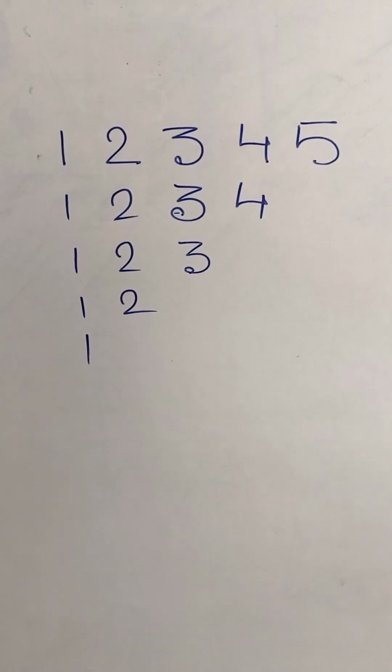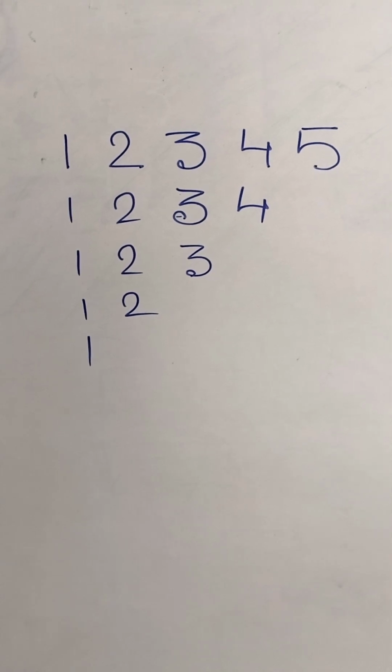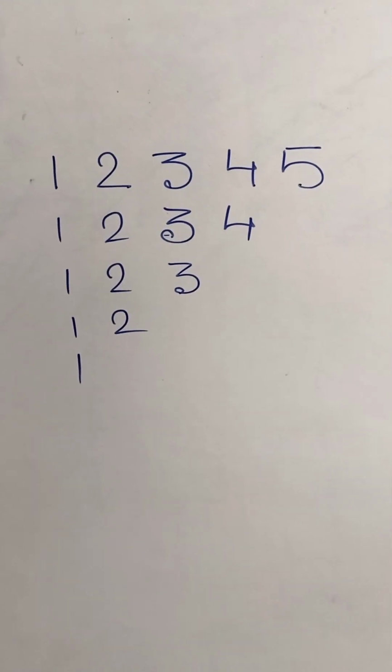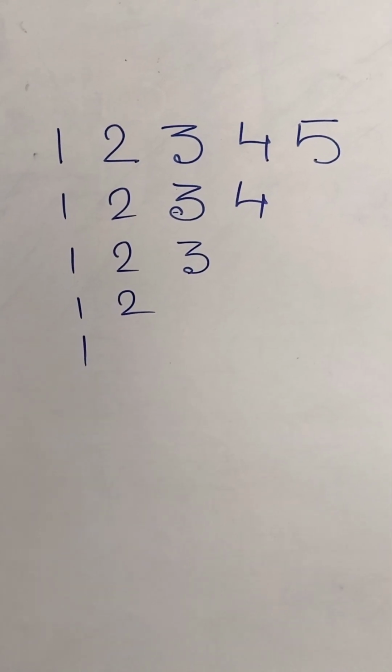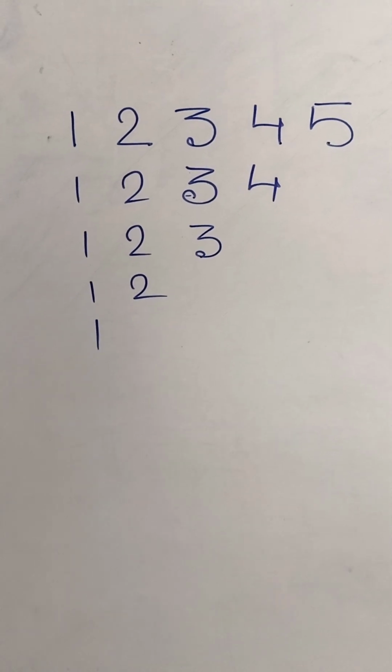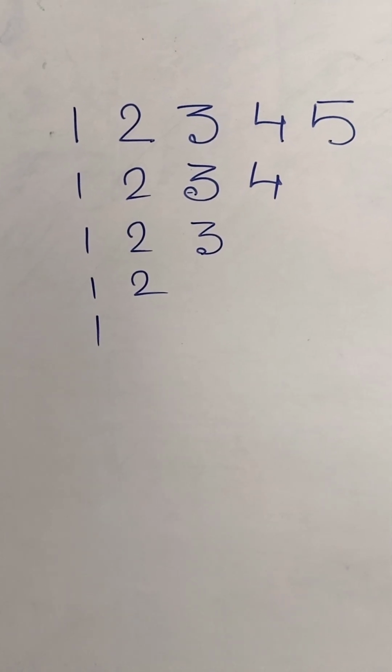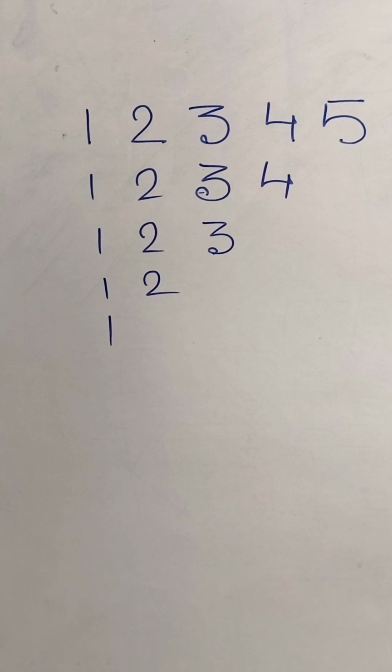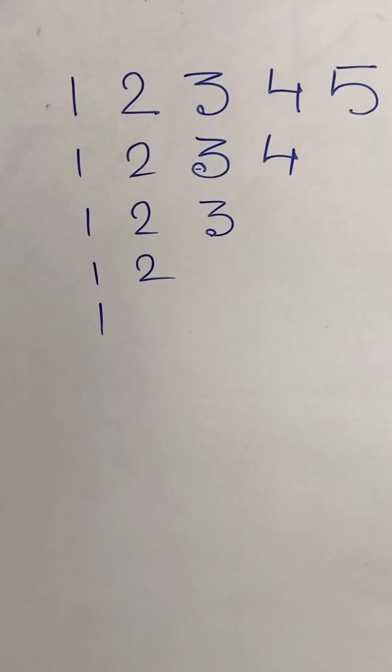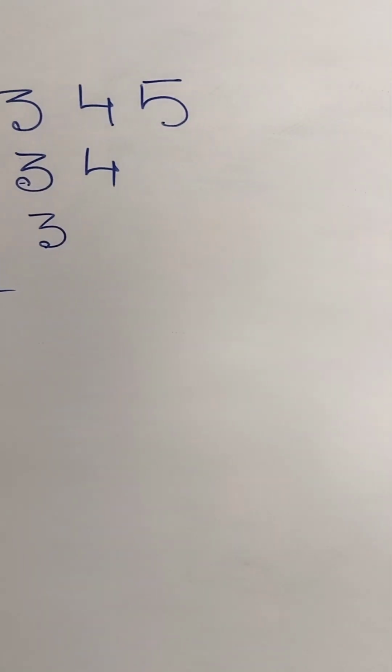Today my pattern program is: 1, 2, 3, 4 in the first row. In the second row there is 1, 2, 3, 4. In the third row that is 1, 2, 3. And the fourth row contains 1, 2. And in the fifth row there is 1.